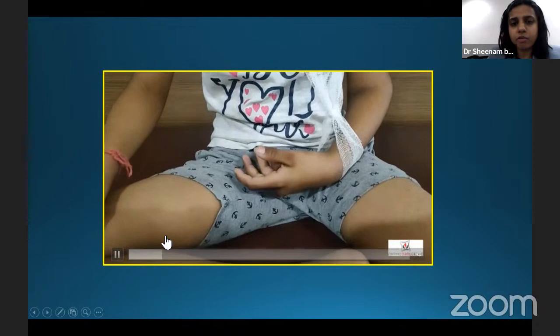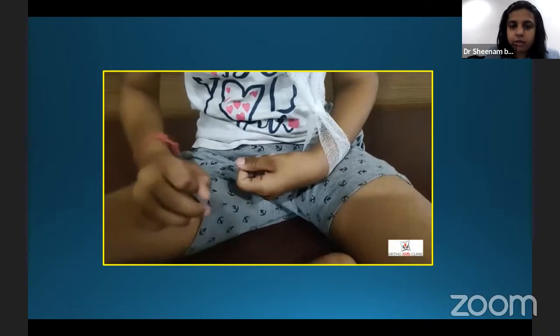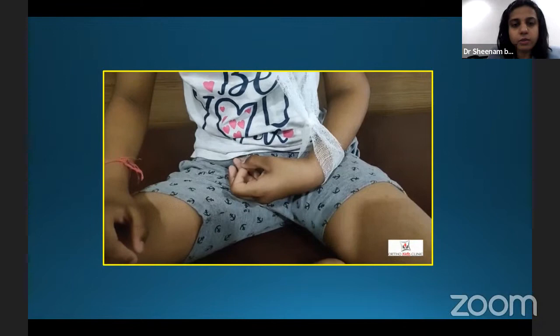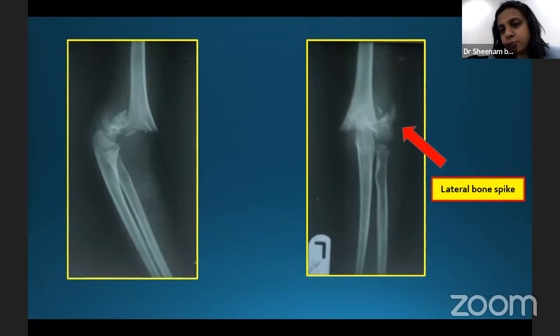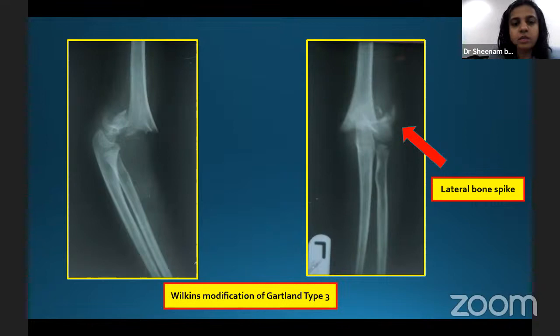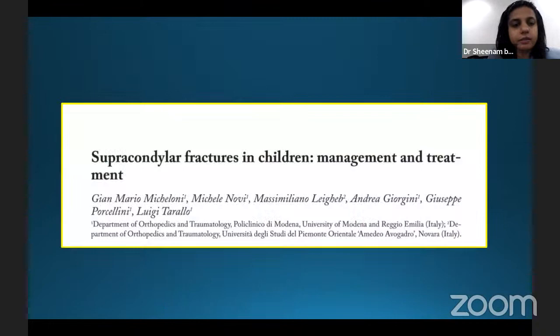We can see here, she can flex the index finger, she can flex the thumb, and the ulnar nerve is also okay. Radiograph showed this subcutaneous spike. We can see the lateral bone spike here, and the anterior humeral line is also far away from the capitellum. This becomes the Wilkins modification of Gartland classification type 3.